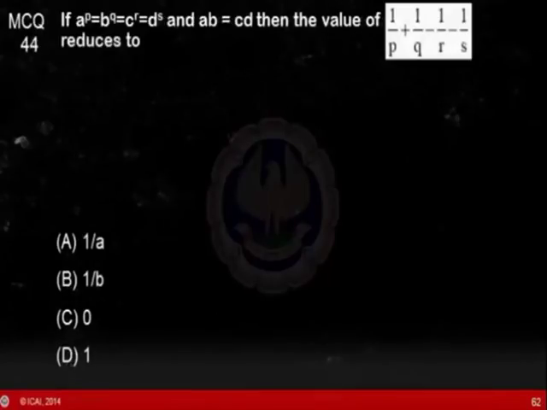The next question reads as follows. MCQ 44. If a to the power p is equal to b to the power q is equal to c to the power r is equal to d to the power s and ab is equal to cd, then find out the value of 1 by p plus 1 by q minus 1 by r minus 1 by s. So that's the question. Easy. Let's solve this.